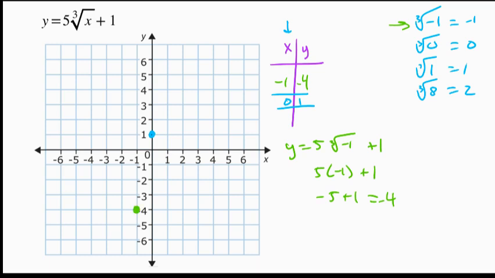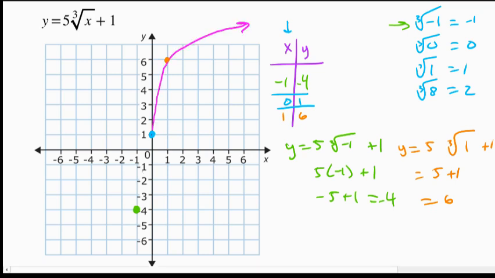And then one more I'll plug in is 1. y equals 5 times the cube root of 1 plus 1, which is 5 times 1, plus 1, which is just 6. So 1, 6. Now this one is very elongated, but I still should have this general S shape that I get here. So something kind of like this. It's not perfect, but as long as we get the general shape of it here, we should be good to go.